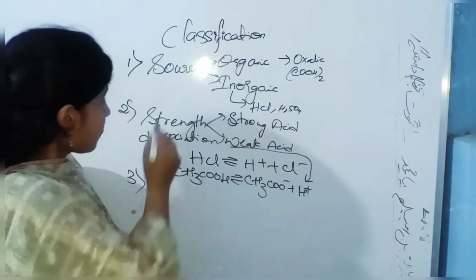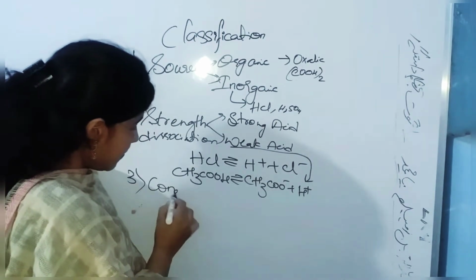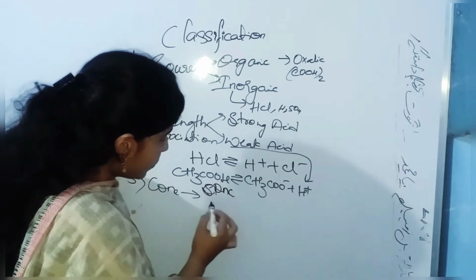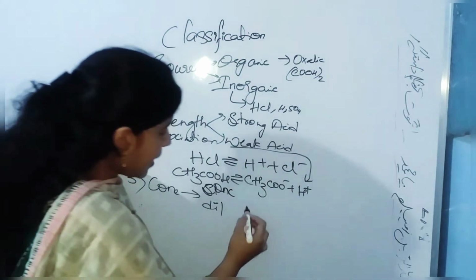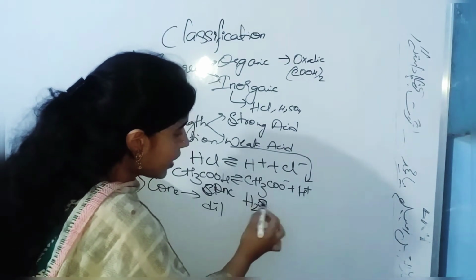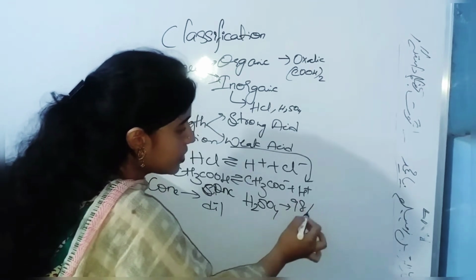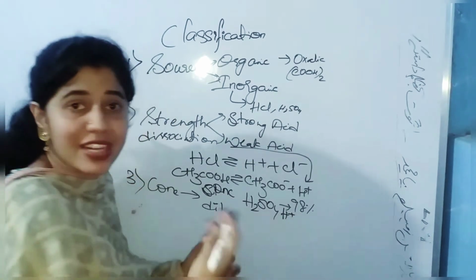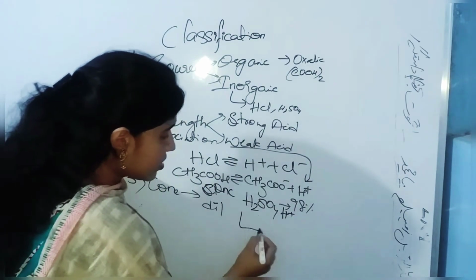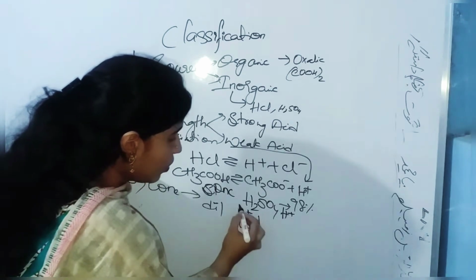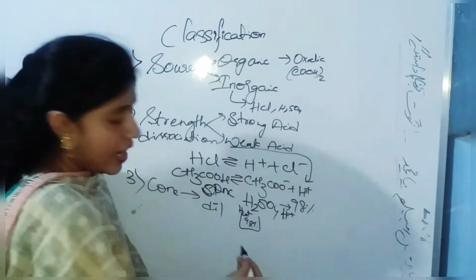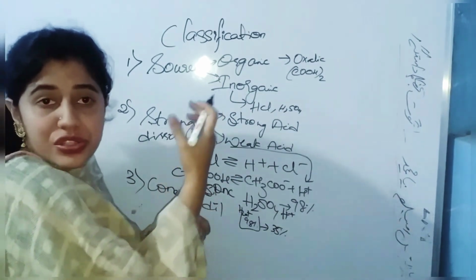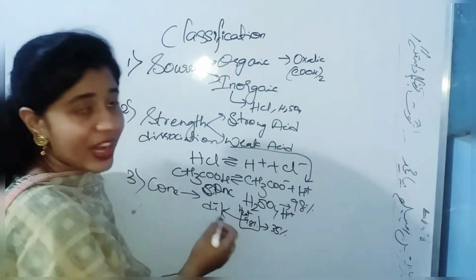Next comes concentration. Here acids are concentrated or diluted. For example, if I take sulfuric acid at 98%, it is said to be a stronger one, which has much more H plus ion. When we dilute this 98% solution by adding water, it gets diluted to 35%, which reduces the concentration of H plus ion. It becomes a dilute solution.